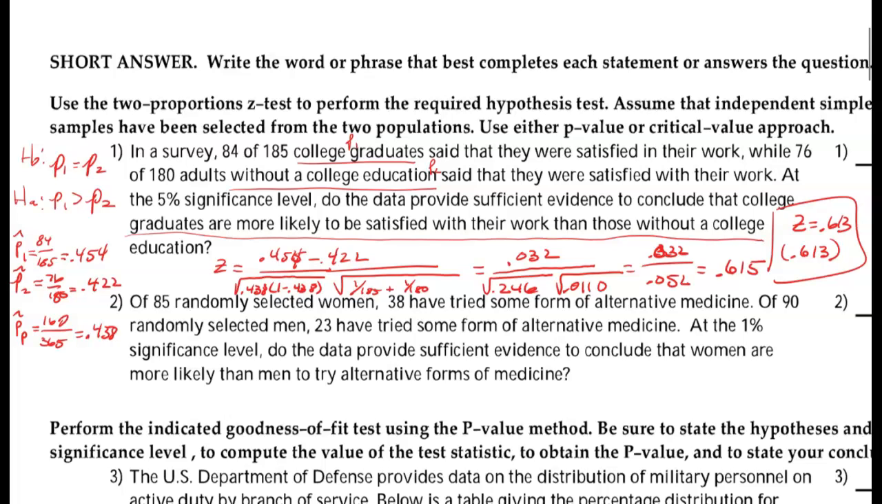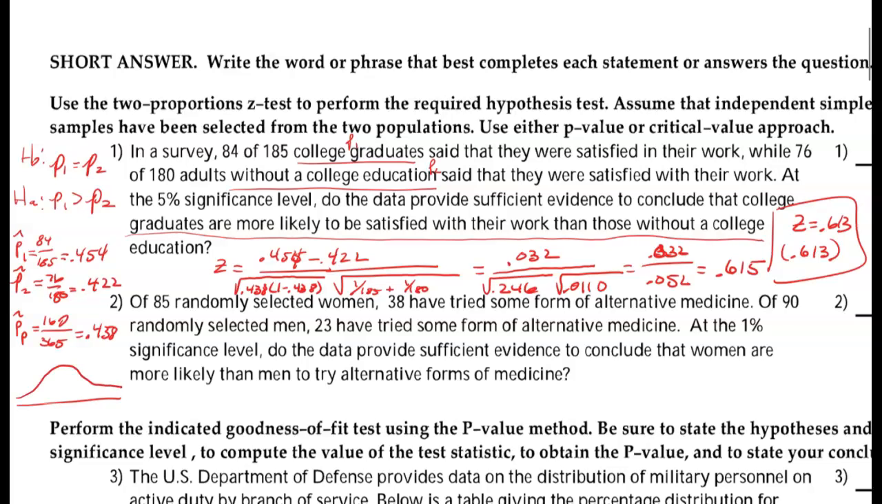Now, we have to determine if that test statistic provides sufficient evidence. The sample provided sufficient evidence to conclude that the college graduates were more likely. To do that, you can run a p-value or a critical value approach. P-value approaches are pretty easy when you're dealing with z-scores, because with a z-score, you can look directly on the table. I would always suggest a picture.